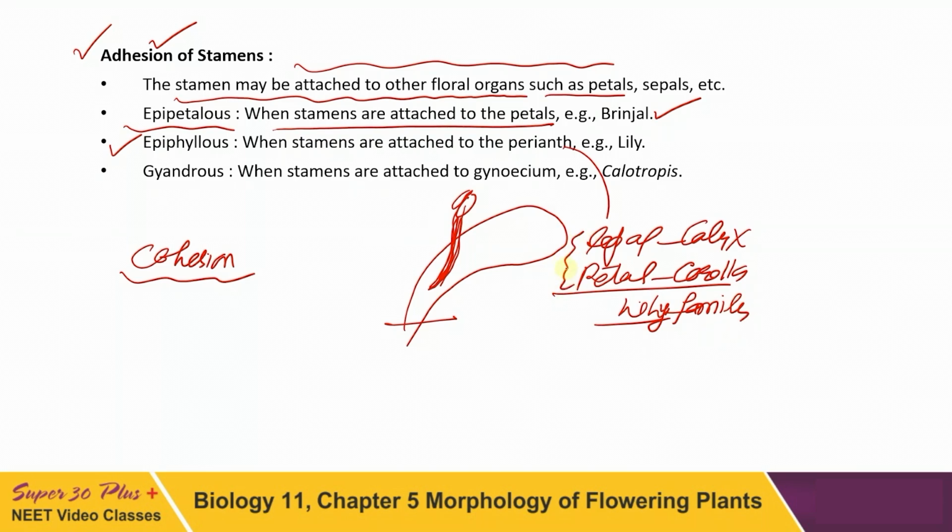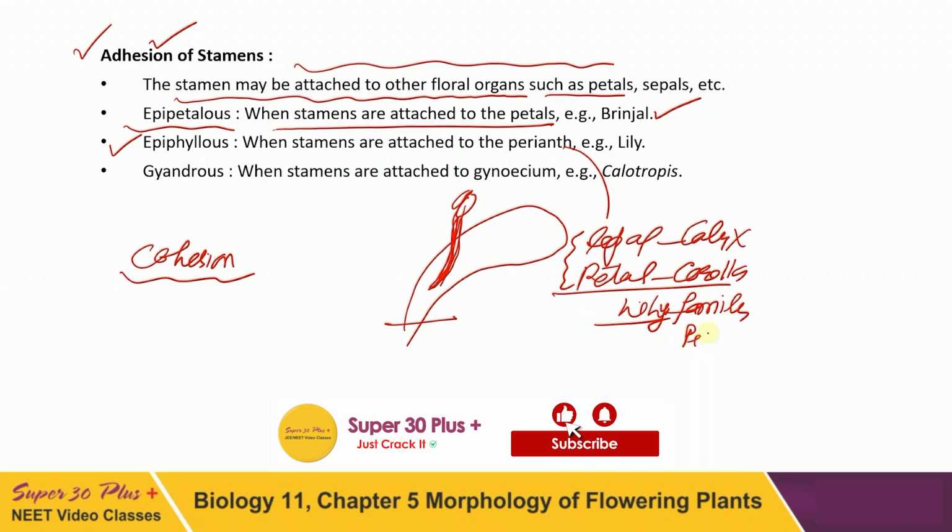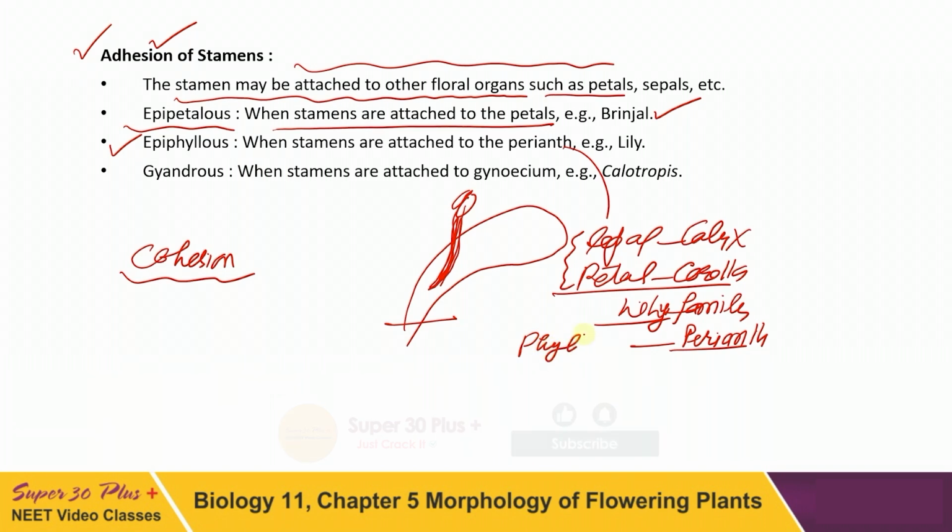Sepals and petals are not distinct. Then this type of whorl is known as perianth, and a member of the perianth is known as a phyll. Is it right? So see here, what does epiphyllous mean? In the case of family Liliaceae, when the stamen is attached to the perianth, it will be known as epiphyllous.